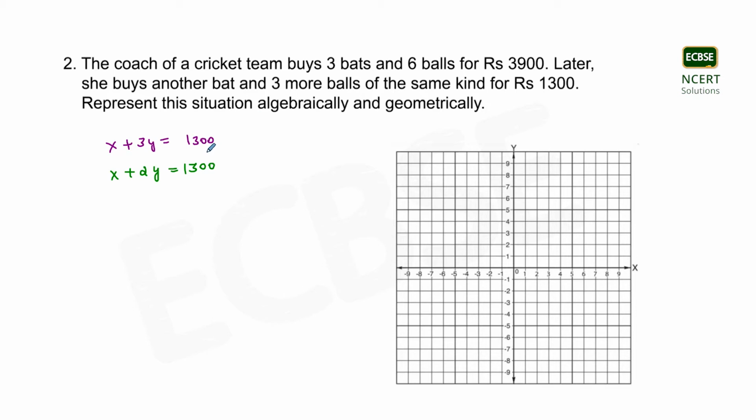So if we want to draw a line on the graph which will represent these two linear equations, we need to draw a table between the variables x and y individually for these two linear equations. So now let us do it for the first linear equation. We will draw a table between the variables x and y for the first linear equation.